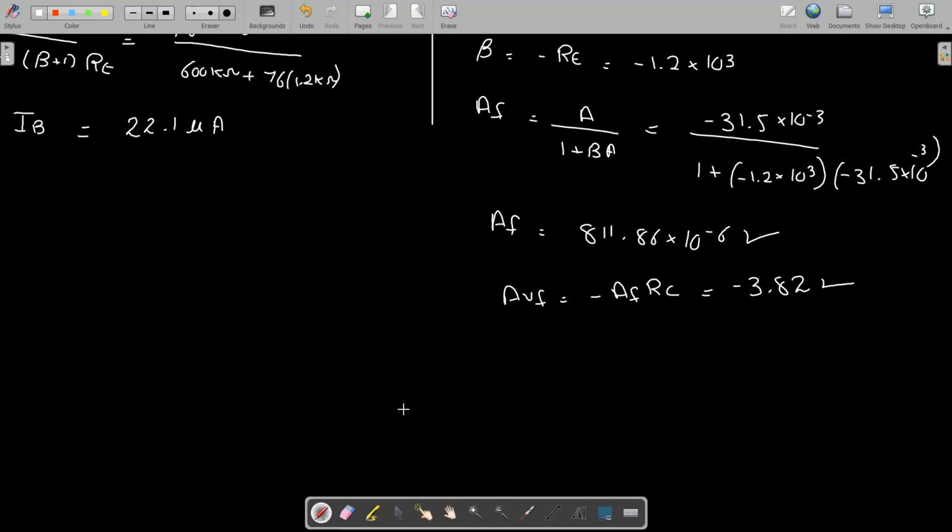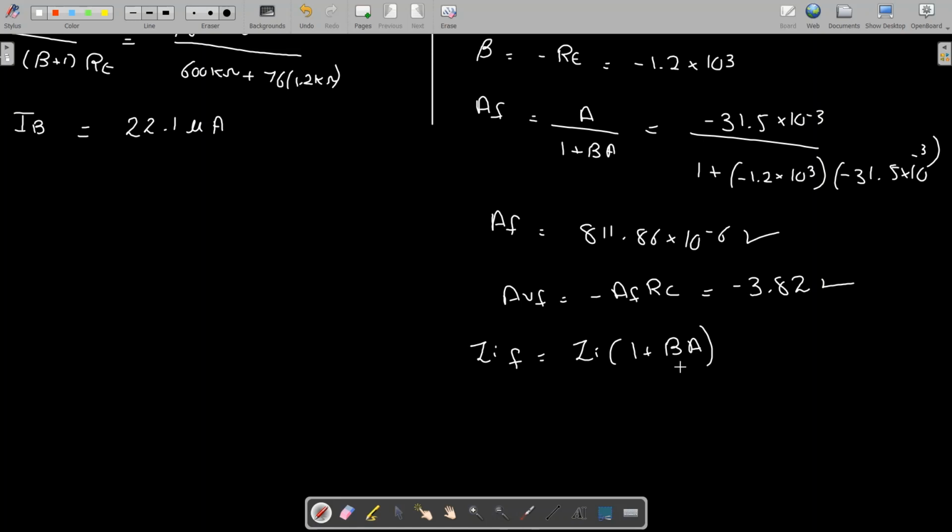Now what about the input impedance? Because we have a current series feedback combination, we have a series feedback. The series feedback increases the input impedance. So this will be Zi times 1 plus beta A. This factor, 1 plus beta A, is equal to 38.8.